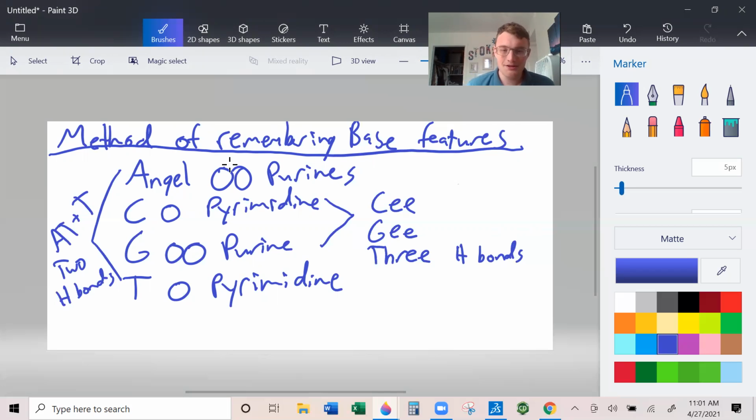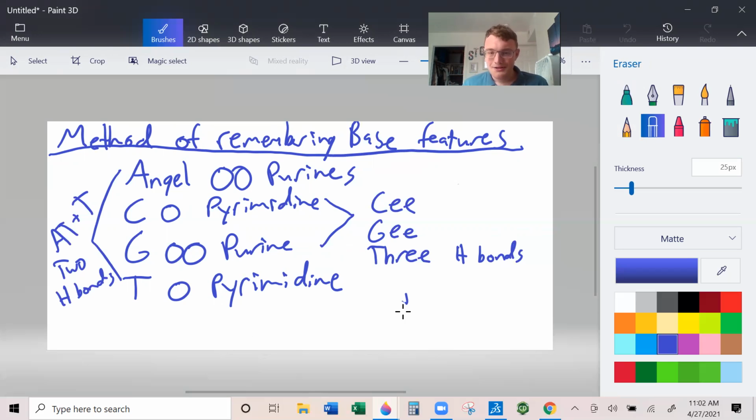So if you can remember this little diagram here, you'll always be able to remember how many rings each of the 4 bases has, whether it's a purine or a pyrimidine, how many hydrogen bonds it makes, and who it pairs with. So you can nail all 4 of those features just by remembering this little mnemonic, and you're welcome to toy around with it to remember it in your own special way. This is just one way to remember it. It's not the only way. But that's a way that you can remember which ones are which.